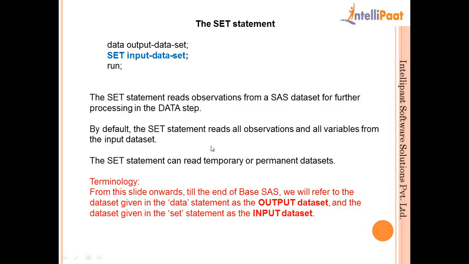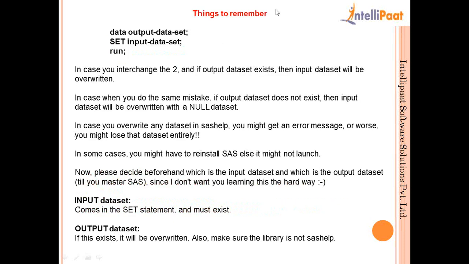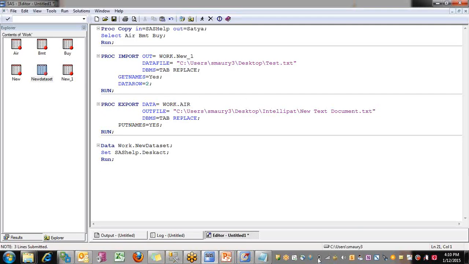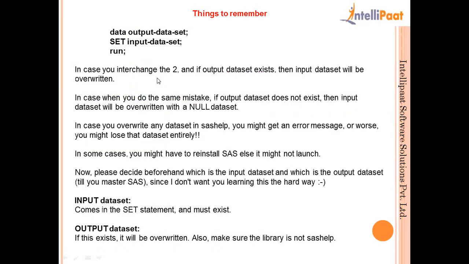Okay, let's move to the next slide. So here it says the things to remember. While you are creating the data sets using the set statement, what are the things which you need to keep in mind so that you should not go haywire? In case you interchange line 2, and if your output data set exists, then the input data set will be overwritten. Understand? If I use input data set here and output data set over there, then as soon as you interchange, your existing data set will vanish. So you need to keep it in mind, and be aware of what exactly you are going to use so that you can use it in a better way.